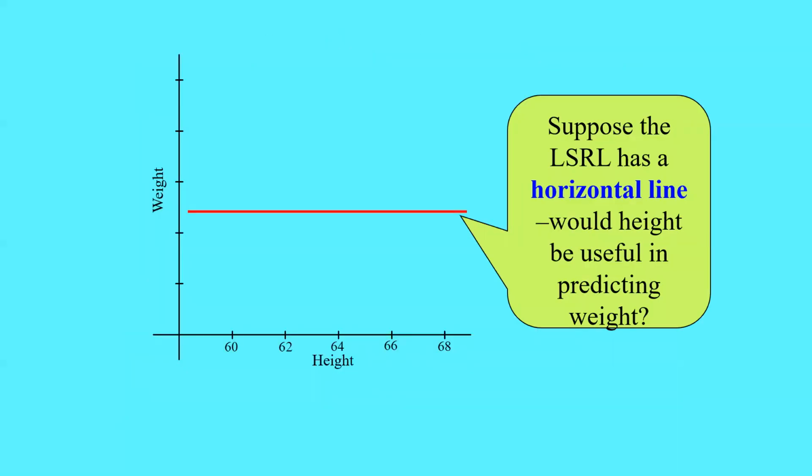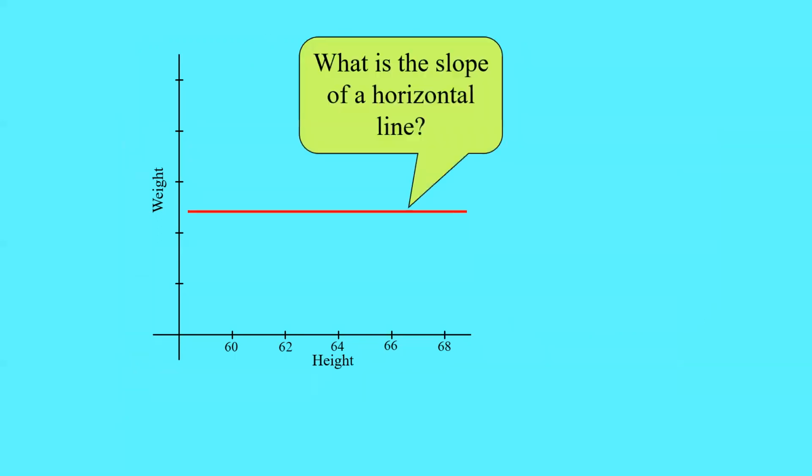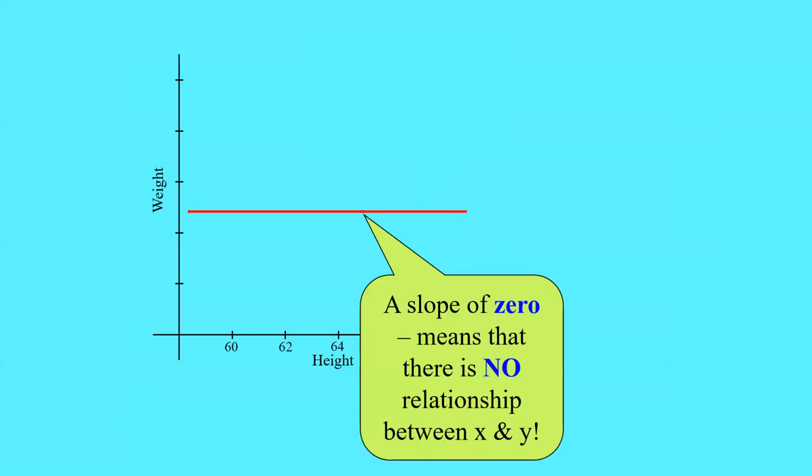So suppose the least squares regression line is a horizontal line. Would height be useful in predicting weight? Well, what is the slope of the horizontal line? The slope of a horizontal line is 0, so a slope of 0 means that there is no relationship between x and y, which makes sense if our heights are all the same.